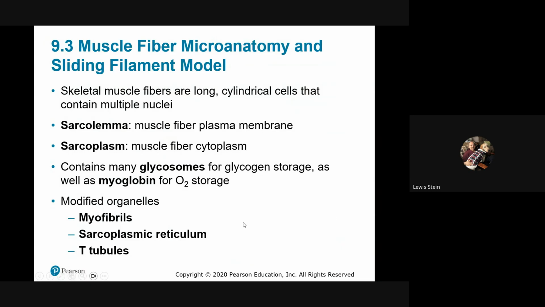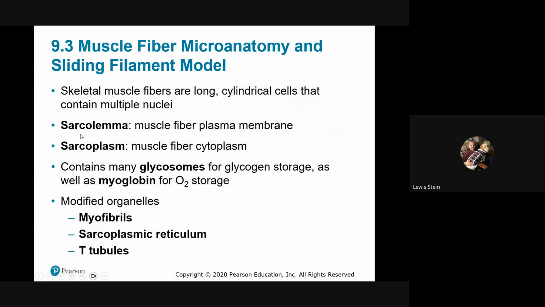It's good stuff. So all of these, the modified organelles, and that's what they are. The fibrils are an organelle. They happen to be where the contractions take place. The sarcoplasmic reticulum is a unique, smooth endoplasmic reticulum and contains a ton of calcium because that's what makes the muscle work. You see this down the road.